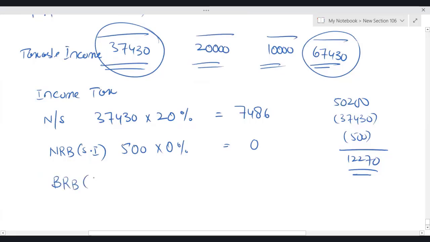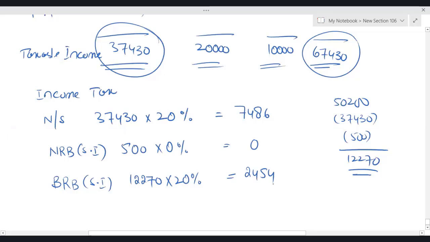Basic rate band savings income, 12,270. Applicable rate is 20%. I'm getting 2,454.